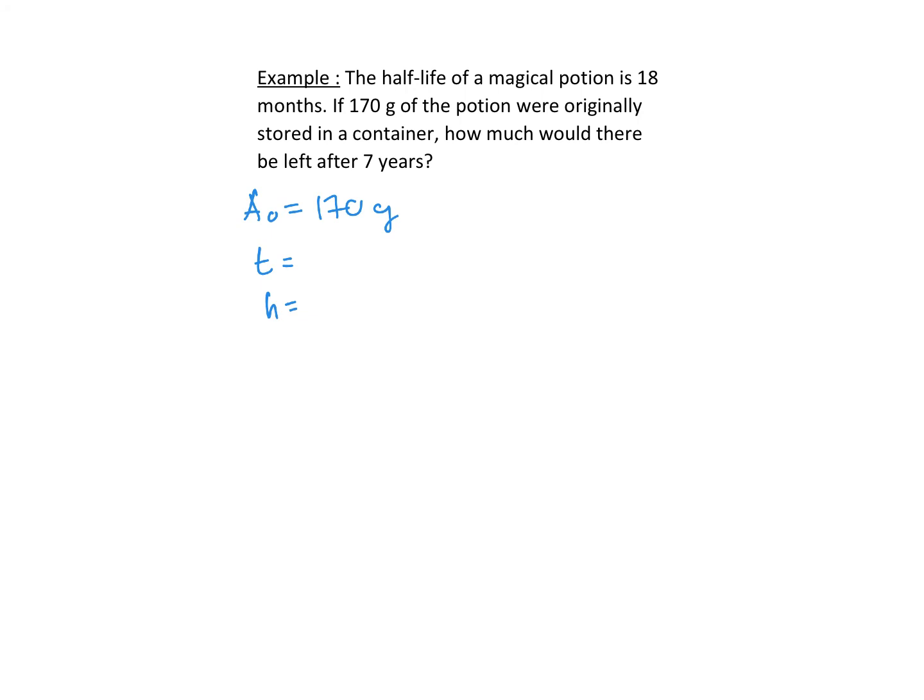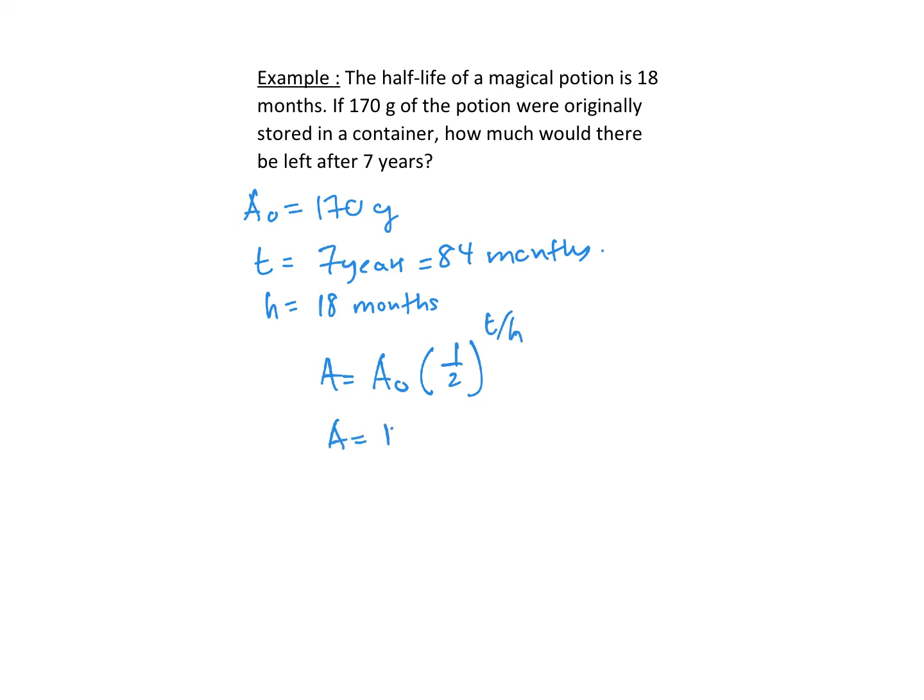So you need to have your units of time and half-life in the same units. So if we're going to use 18 months for half-life, we want 7 years to also be in months. So we'll change that to months, which would be 84 months. And so our model is starting amount, which is a to the 0, or the initial amount. Common ratio is a half, and then T over H.